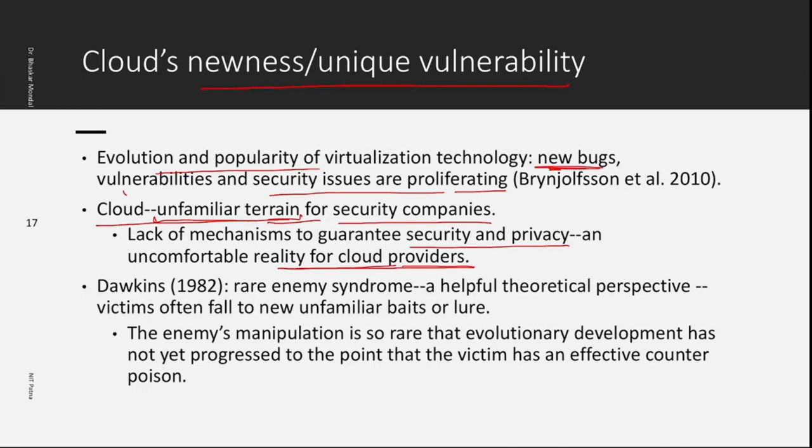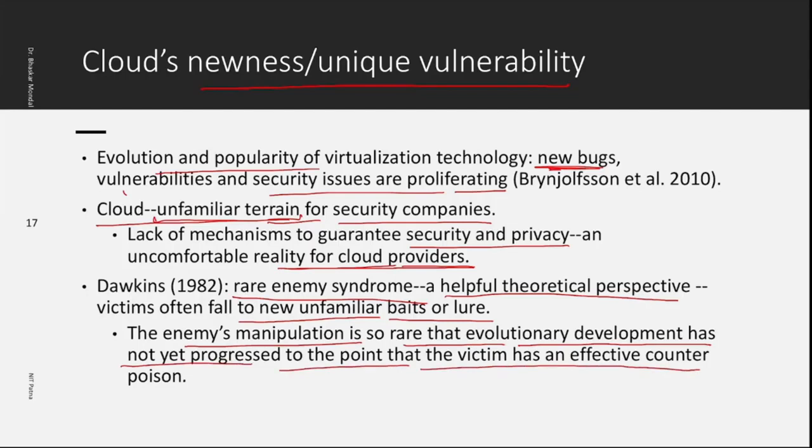Then Dawkins' rare-enemy syndrome. What is this? A helpful theoretical perspective. Victims often fall for new, unfamiliar baits or lures, then the enemy's manipulation is so rare that evolutionary development has not yet progressed to the point that the victim has an effective counter poison.